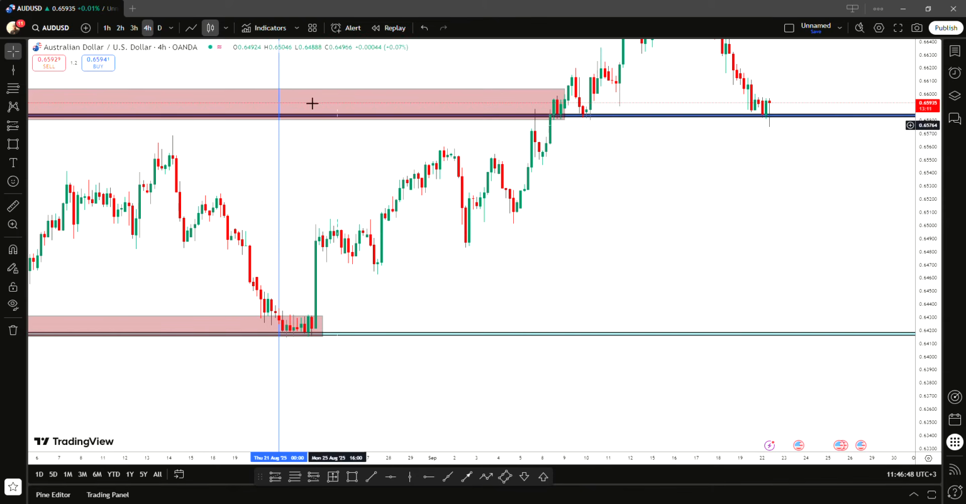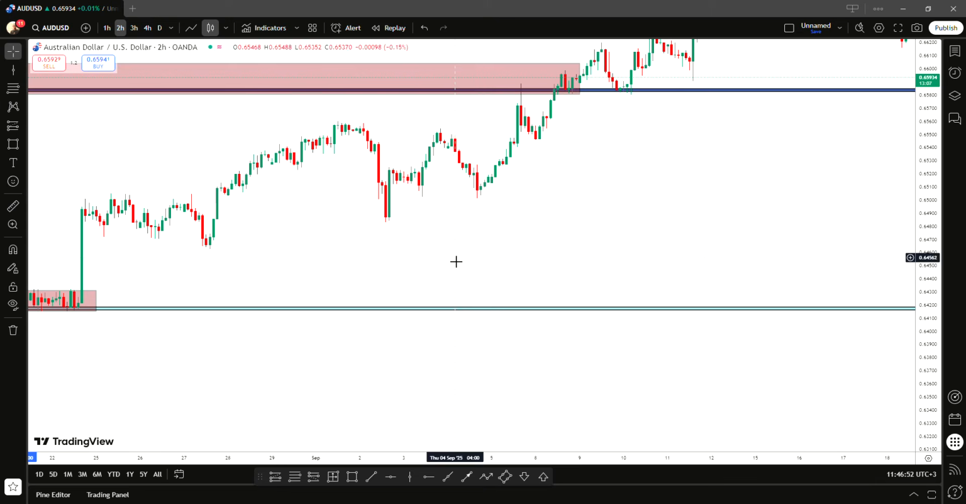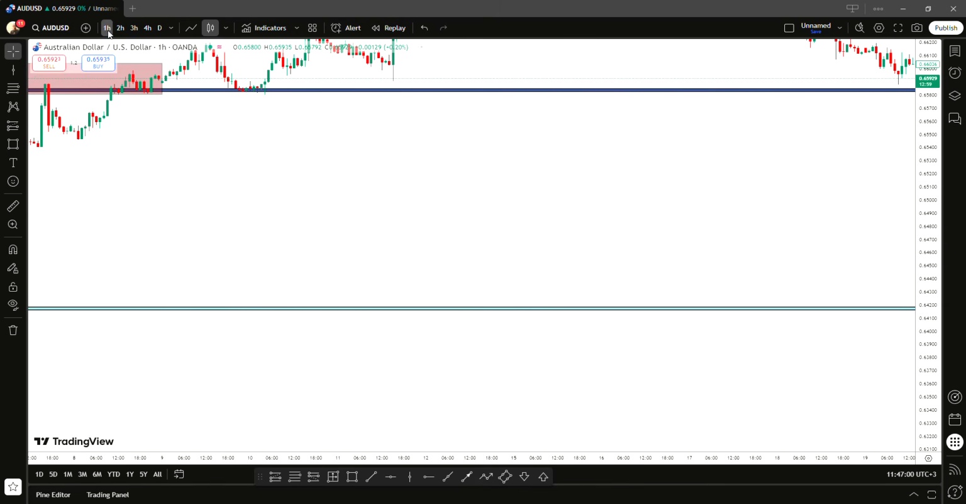I think on this one, if you come to the 2-hour, you can find a zone there. There is no zone there. This one, the demand zone was too big, so there is no zone there. Let me see on the 1-hour.